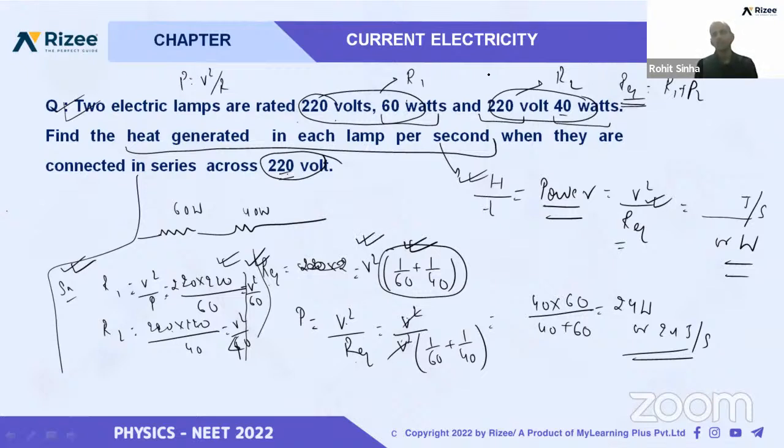Use this formula. This is also very useful and a very good shortcut. Use this one only. That shortcut will not be applied if there is another voltage than this. So I will suggest that you apply this one only.